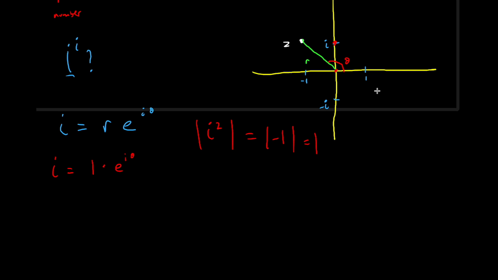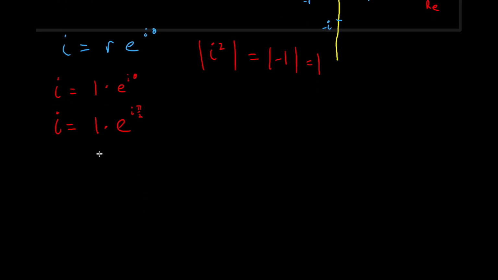What's theta? Well, we want to go from the real axis to the imaginary axis. I'll just jot down the real axis and imaginary axis. This is just a 90-degree angle, meaning theta is just pi over 2. This means we can simplify this to i is equal to 1 times e to the power i pi over 2. Now we have all of our information.